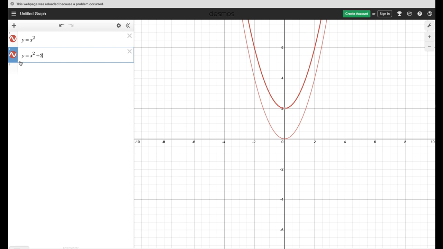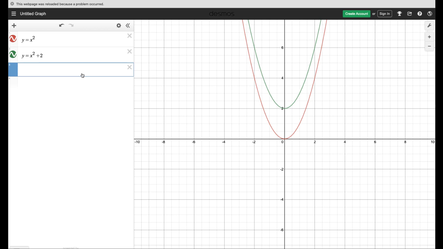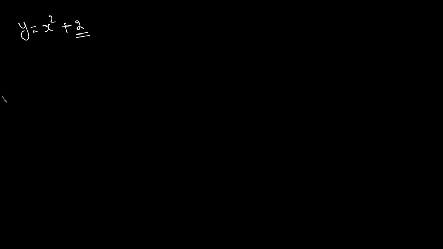Now let me change the color of this one to green. If it is negative, let's write that down too. So we have x square minus 2. See, this is the original graph. When the constant is positive, it shifted my graph vertically upward. But when the constant is negative 2, it shifted my graph from the point 0, 0 to the point negative 2. So it shifted downward. Let's go back here. So this basically is a vertical shift.